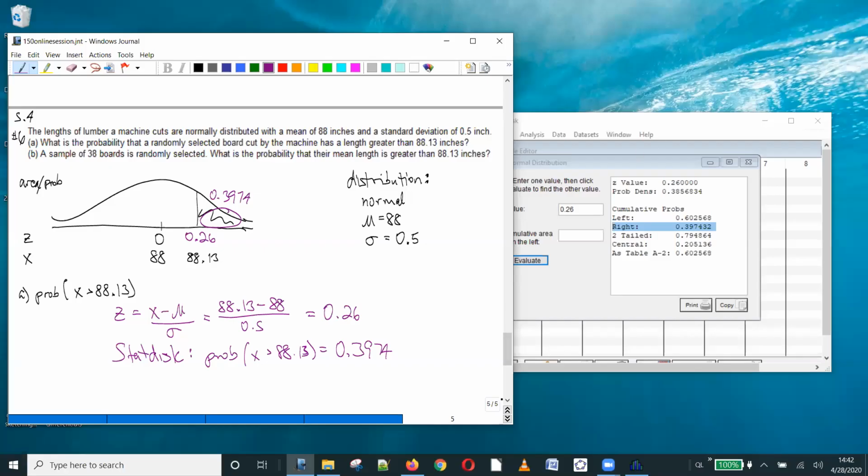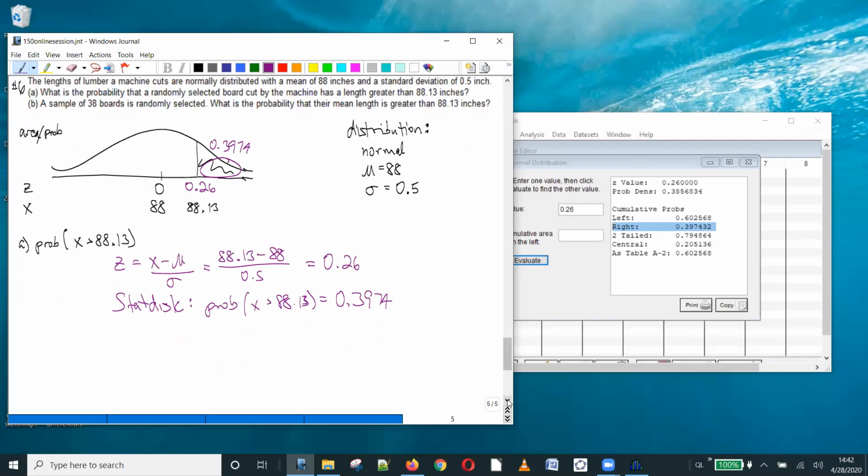So now let's get into part B. Part B says a sample of 38 boards is randomly selected. What's the probability that their mean length is greater than 88.13? Okay, so again, this is the problem where we kick it up a notch. No longer are we asking about individual values per se. We're saying we're going to take a sample and then calculate a value from the sample, which in this case is the sample mean.